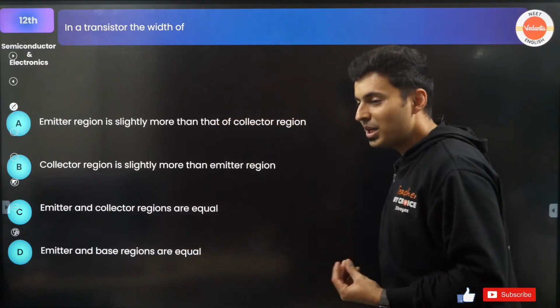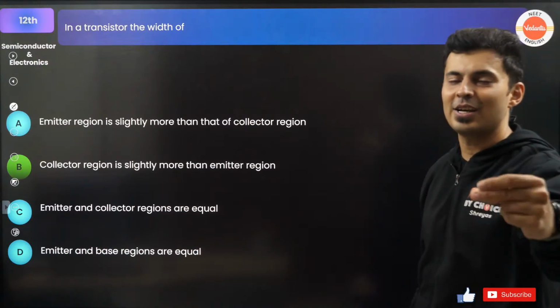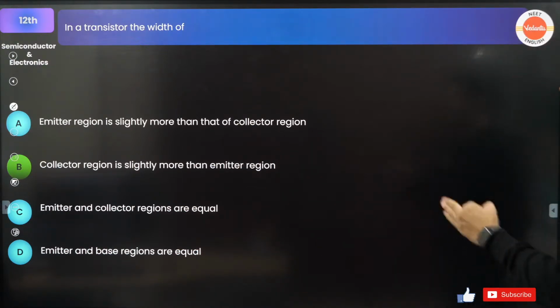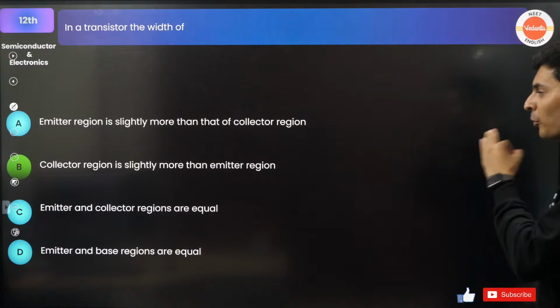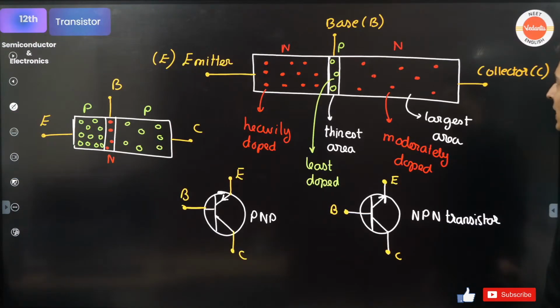Okay, everyone, B is the answer. Very good. You guys have been paying excellent attention to this lecture. Very good. Collector region is basically larger than the emitter region. I just showed it to you over here in this particular diagram.